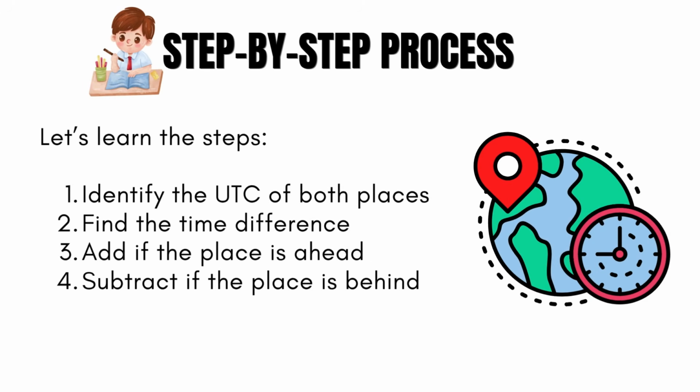To find the time in another place, first identify the UTC of both places. Next, find the time difference between them. Then, add the difference if the place is ahead in time, or subtract the difference if the place is behind in time.